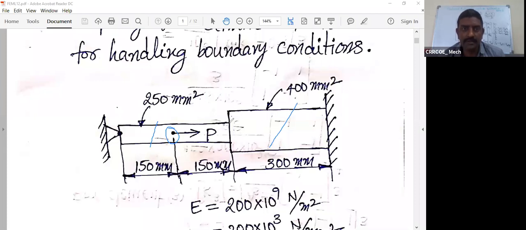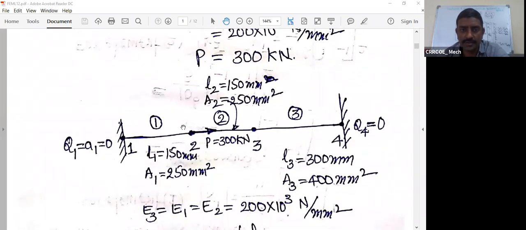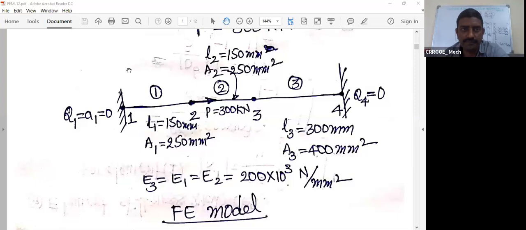Okay. So first you draw the finite element model of this structure. Finite element model. So where P is equal to 300 kilonewtons. So this is the FE model.